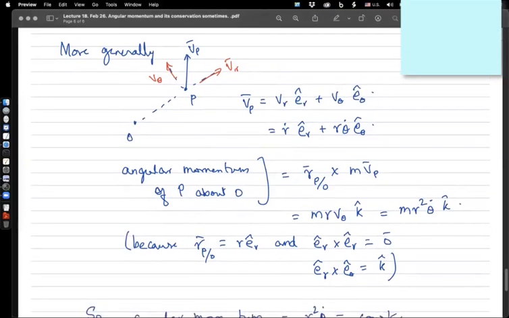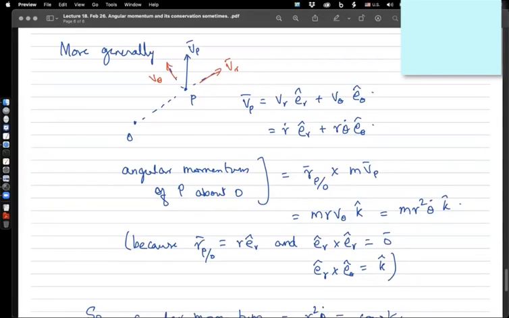So basically you have R theta dot with an M. So that's how you get MR square theta dot, or R v theta times m. That's how you get this.